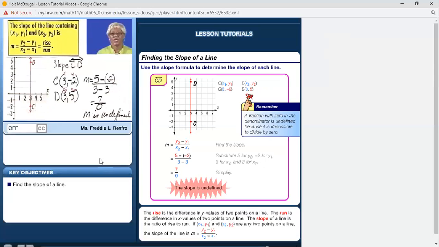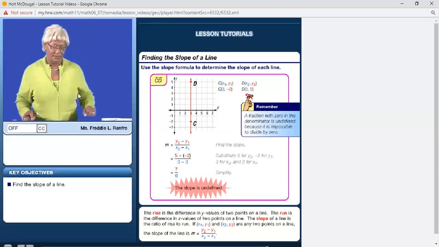I want you to notice something. What kind of line do we have here? We have a vertical line. For all vertical lines parallel to the y-axis, the slope is going to be undefined. That's something you may want to remember. You'll see it again. Let's try another one.